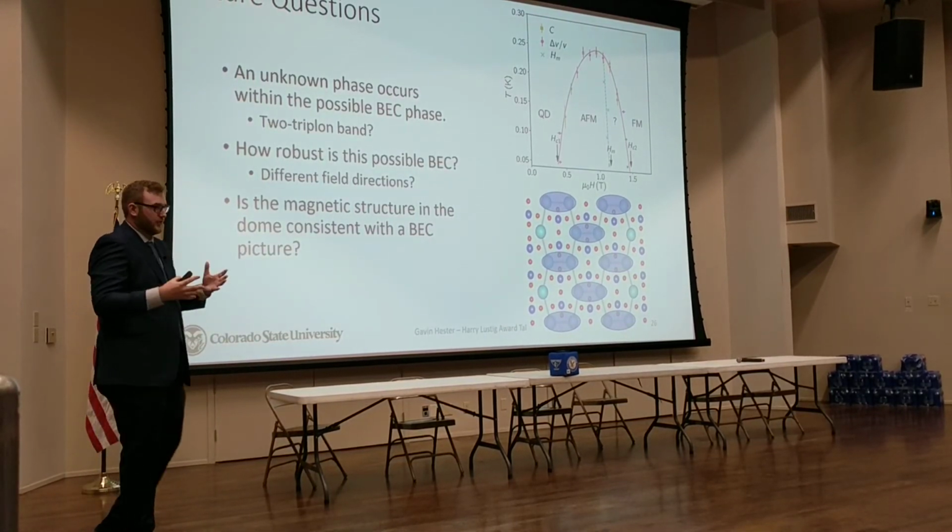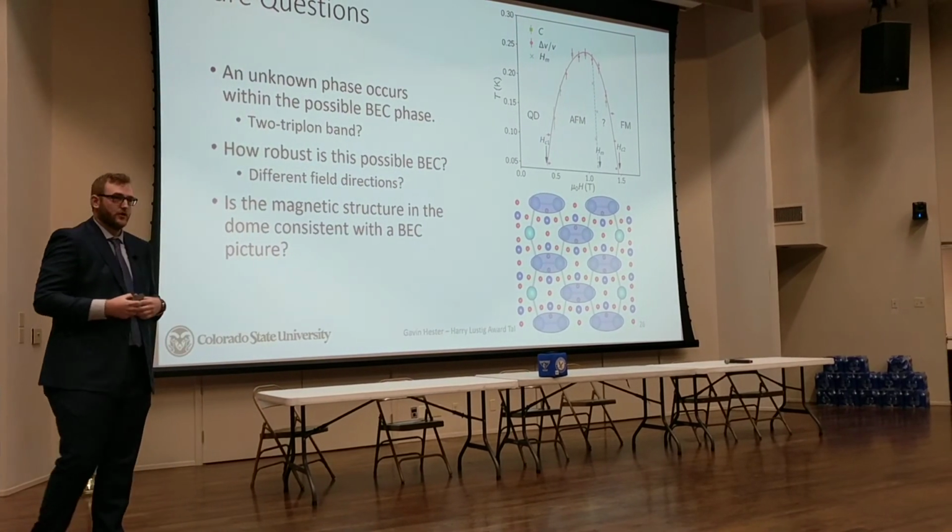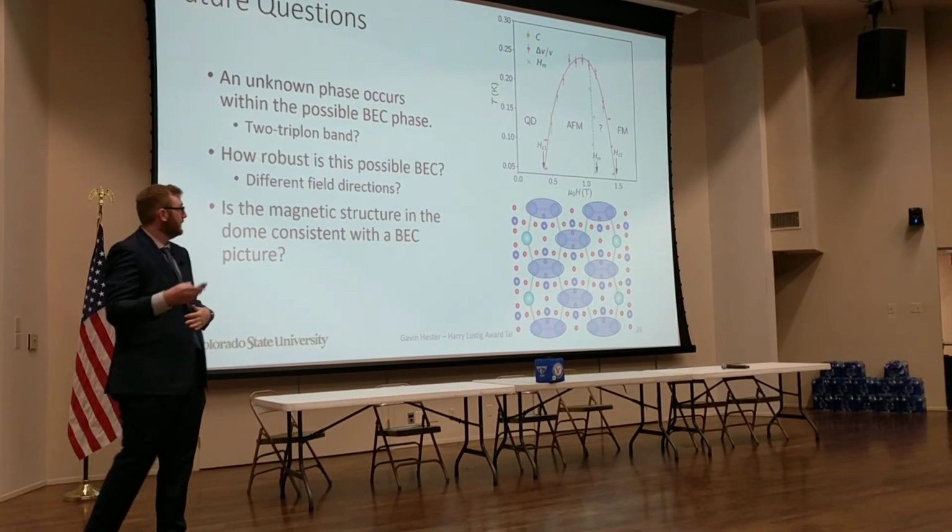Then, is the magnetic structure in the dome consistent with the Bose-Einstein condensate picture? So that animation I showed you doesn't look like that as we apply a magnetic field. That's something we're interested in understanding.